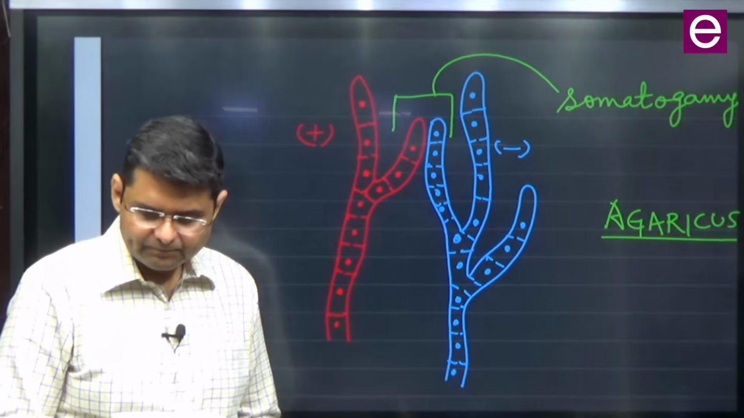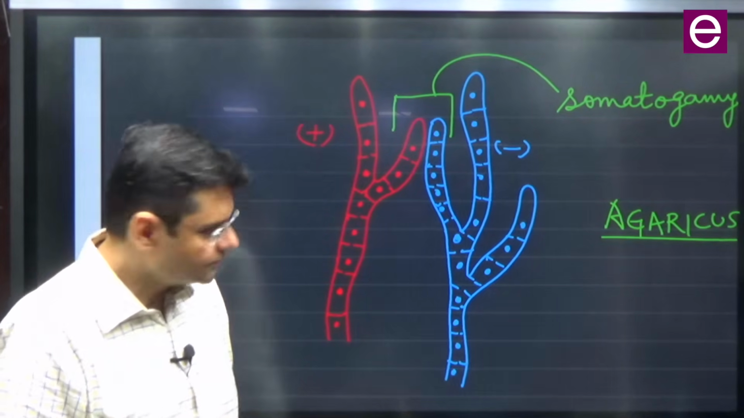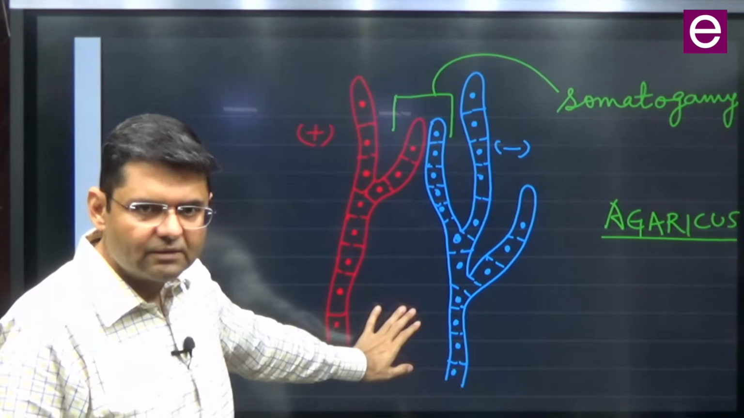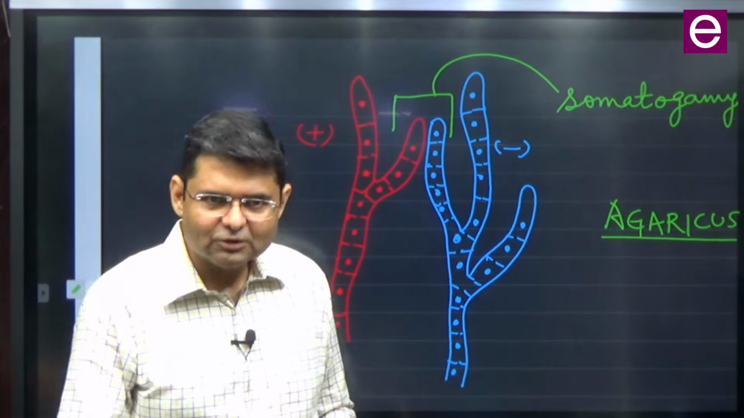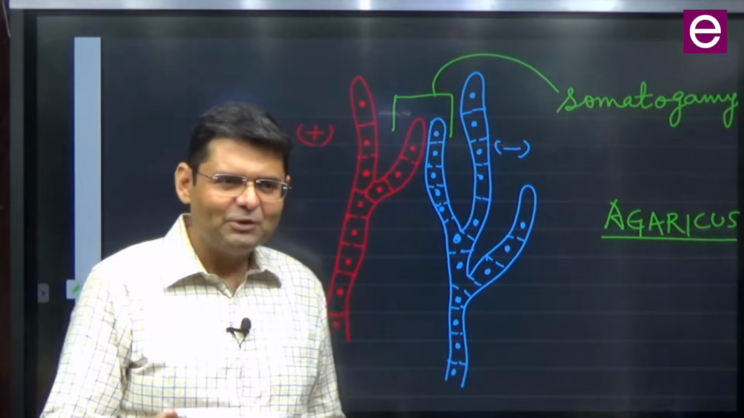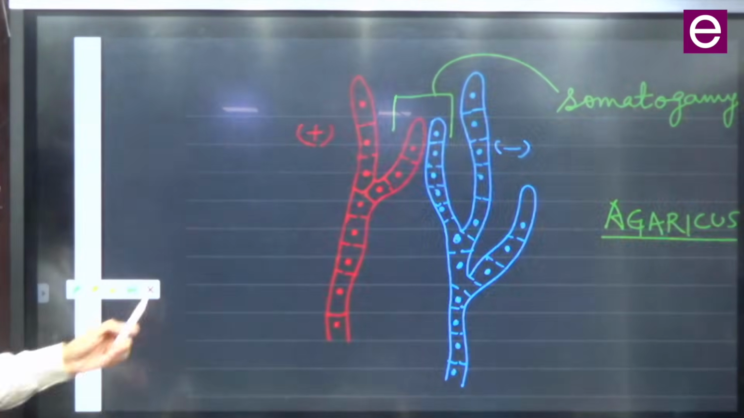Done? ये बना लिया आप लोगों ने? अरे some of the cells you can draw at home also. Some cells, some nuclei. So this picture is clear. Last part.